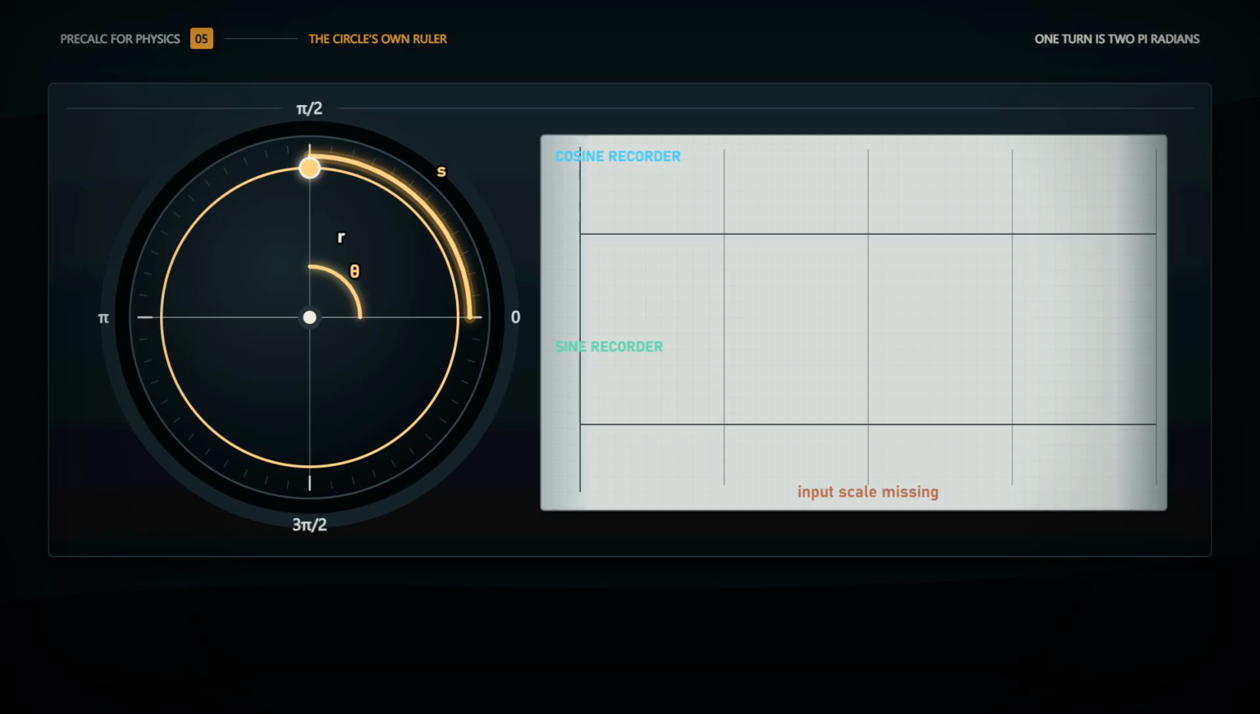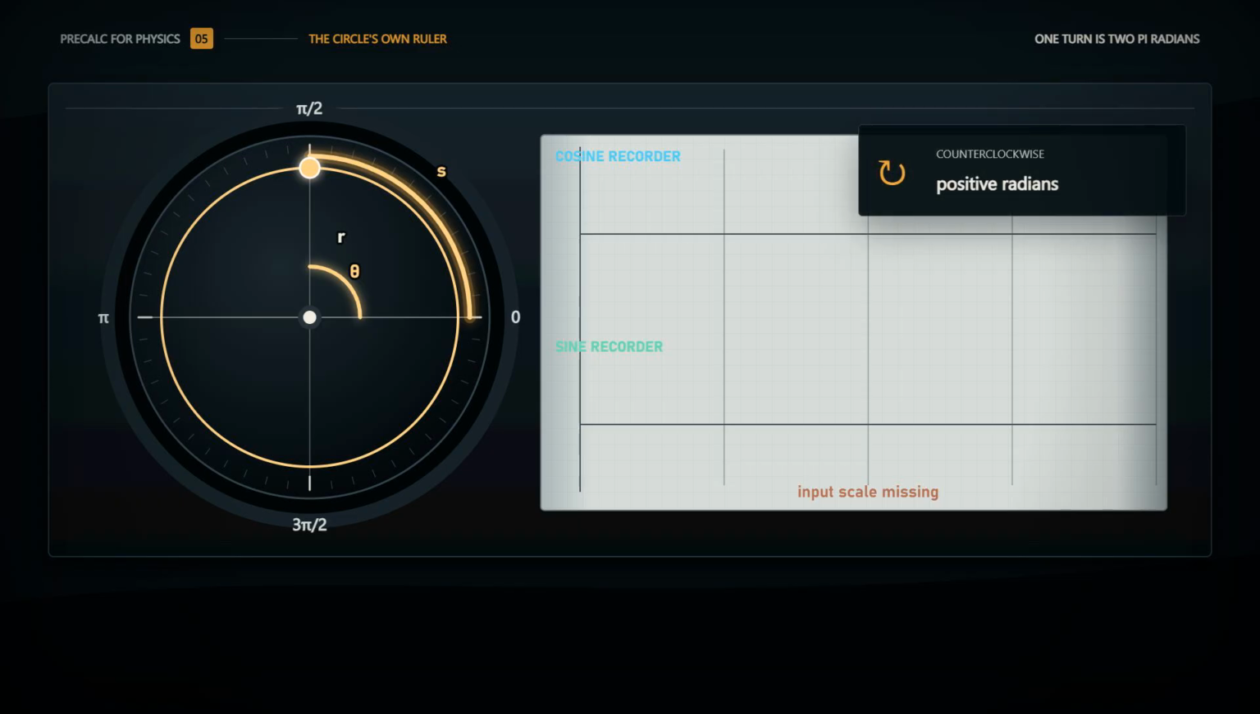We also need direction. By convention, counterclockwise turns are positive and clockwise turns are negative. The same quarter turn upward is plus pi over 2. The quarter turn downward is minus pi over 2.